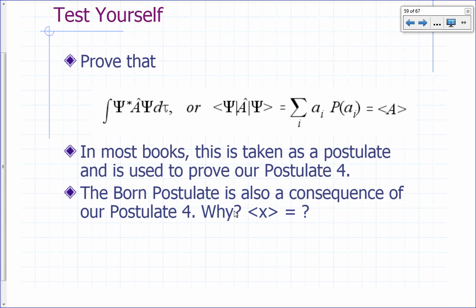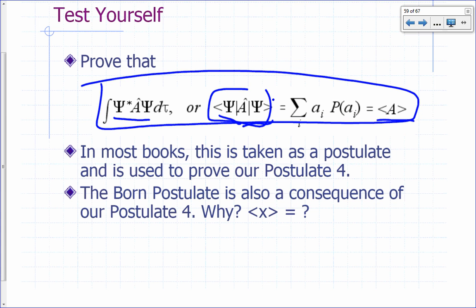We can actually prove that psi star A hat psi, which you can write in bracket notation like this, is just the expectation value. Now, in most books, this is actually the expression of the postulate, and then from that you can derive postulate number 4, because this would suggest that you can show that that's c sub i squared.